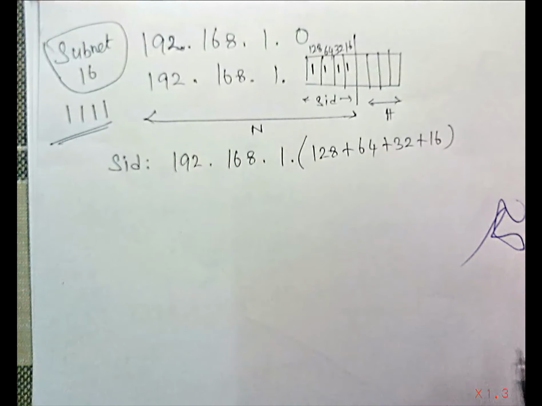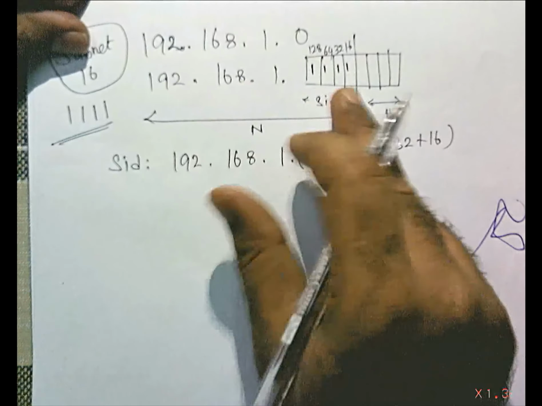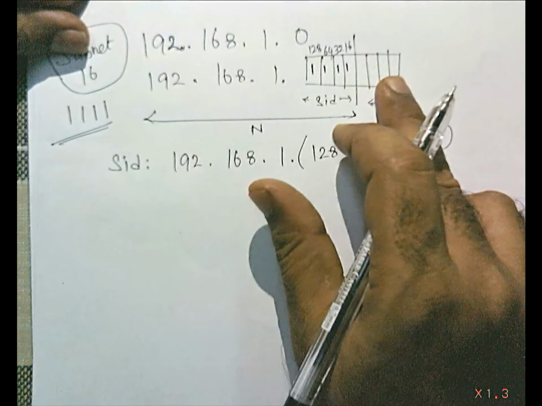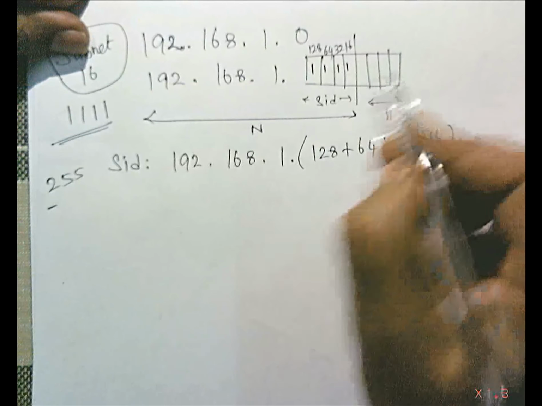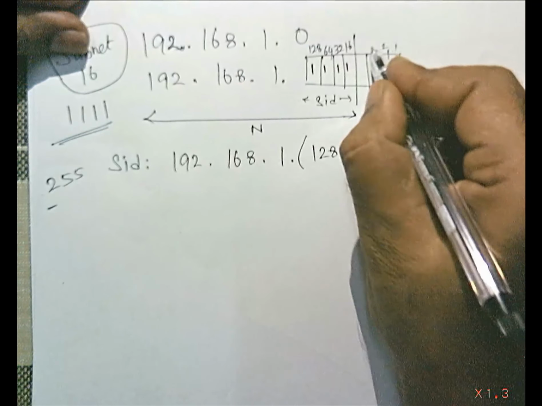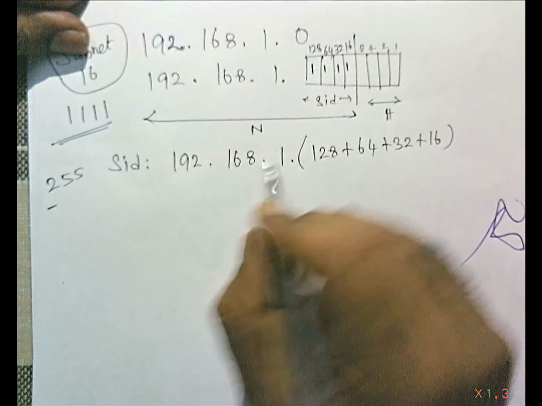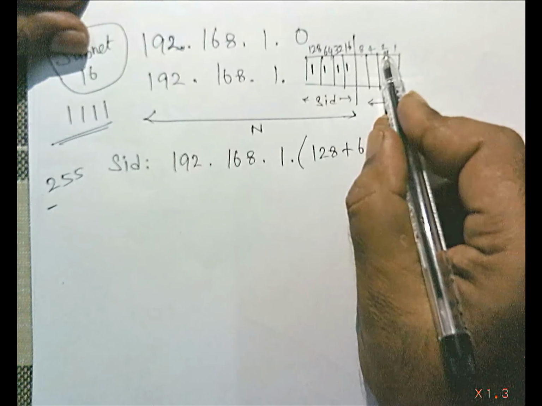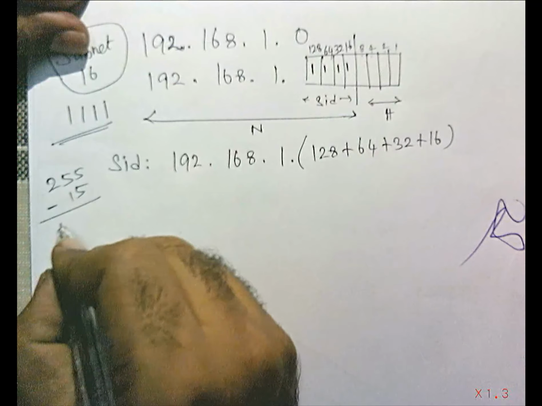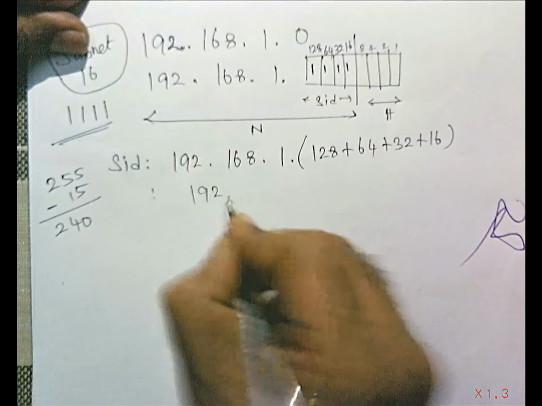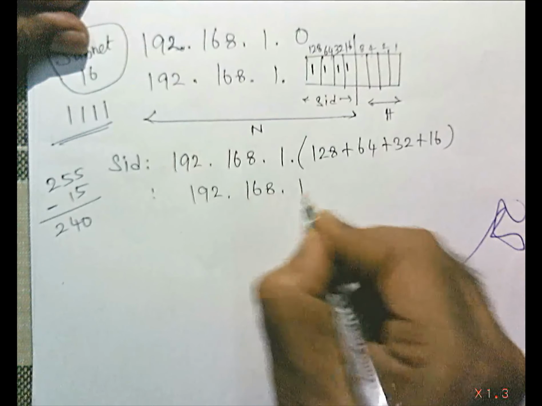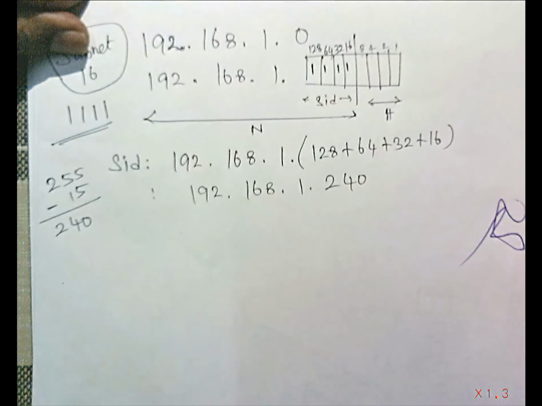Now, we have already done this, so there is no need to add everything. You can take the remaining part here and reduce it. That means 255 minus the remaining place values, 1, 2, 4, 8. So 8 plus 2 is 10, 10 plus 4 is 14, plus 1 is 15. If you subtract 15 from 255, you will get the answer, which is 240. So your subnet ID is 192.168.1.240. If you add everything, you will get the same answer.